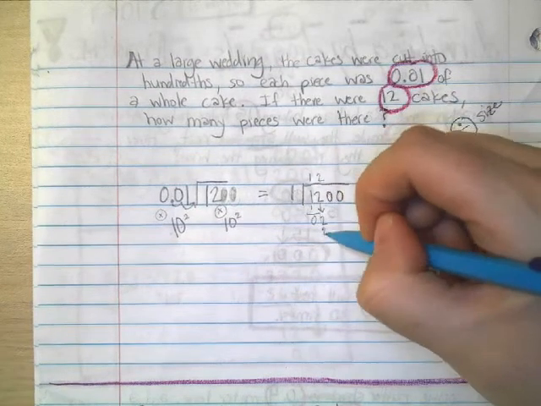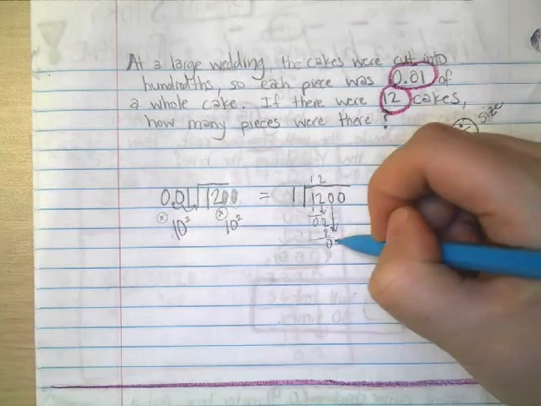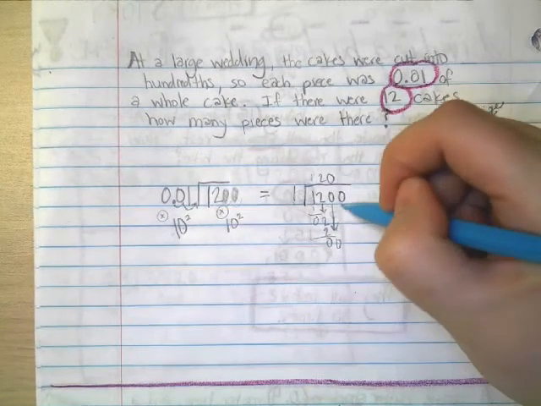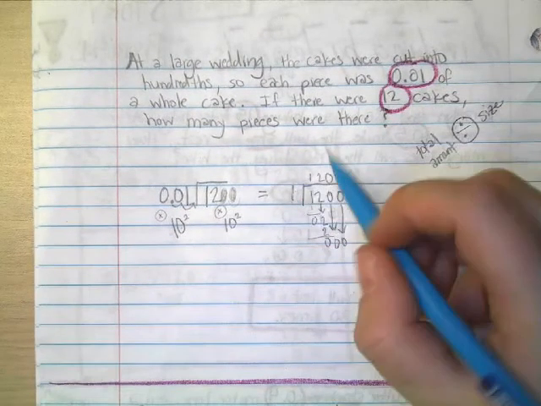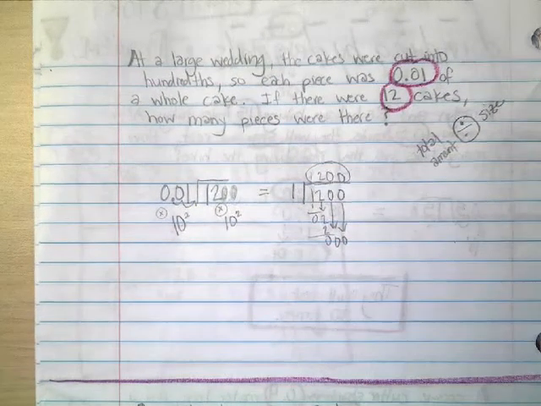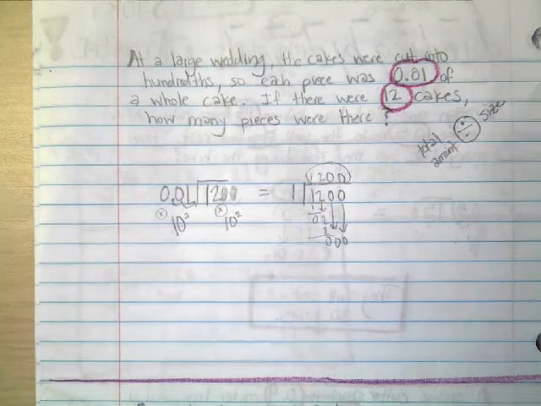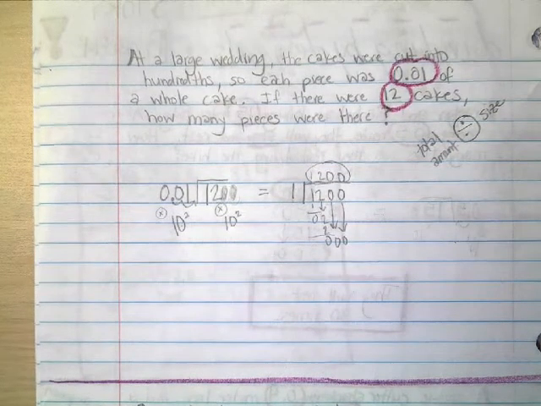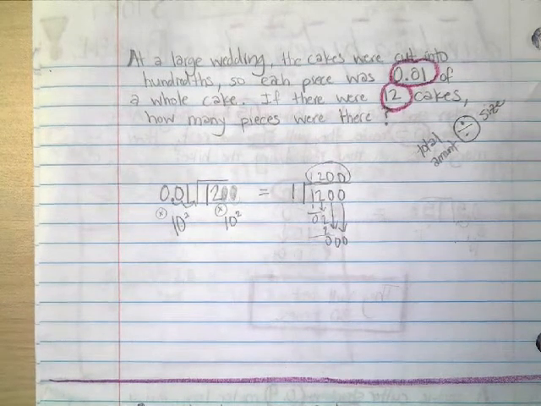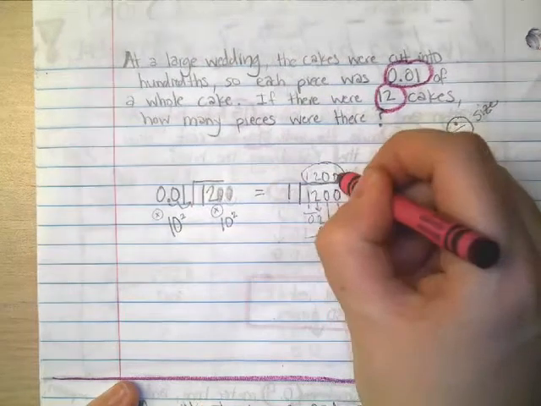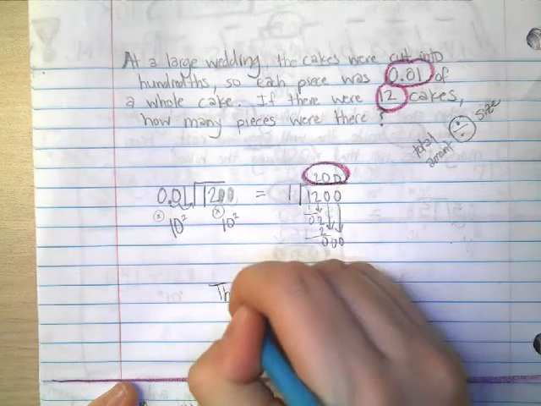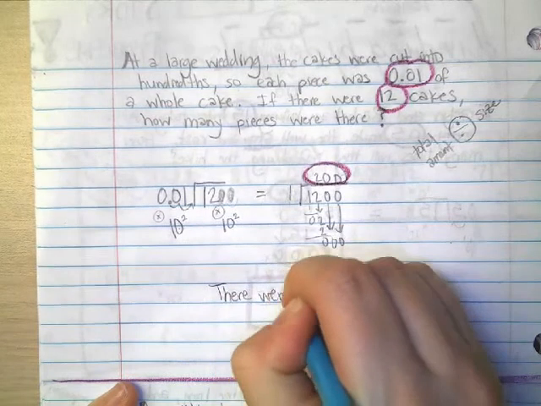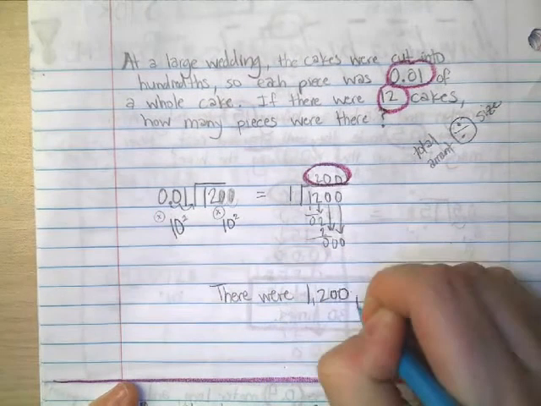1 goes in, and you can keep doing this division if you want. 1 goes into 2 two times. And then you're going to get all of these. 1 goes into 0 zero times. 1 goes into 0 zero times. So 1,200 divided by 1 is 1,200. Kind of silly to do all that work for that, but that is how it works. So if there were 12 cakes, how many pieces were there? There were 1,200 pieces.